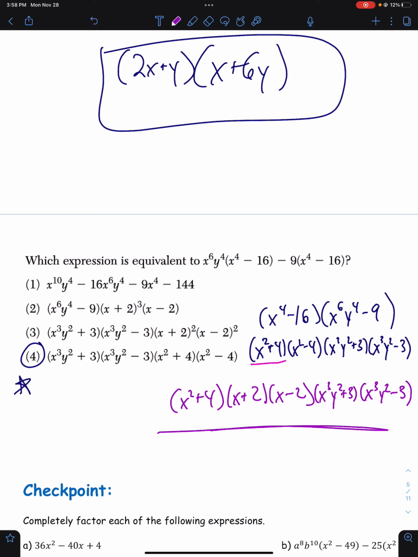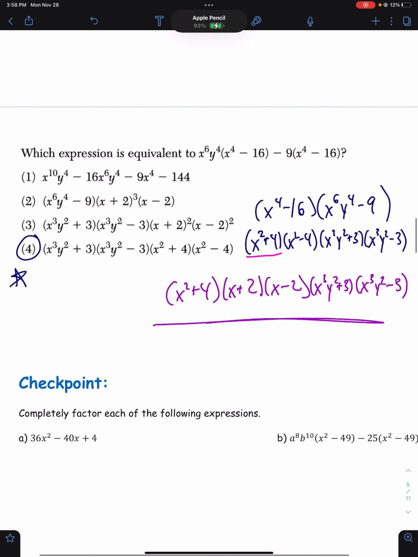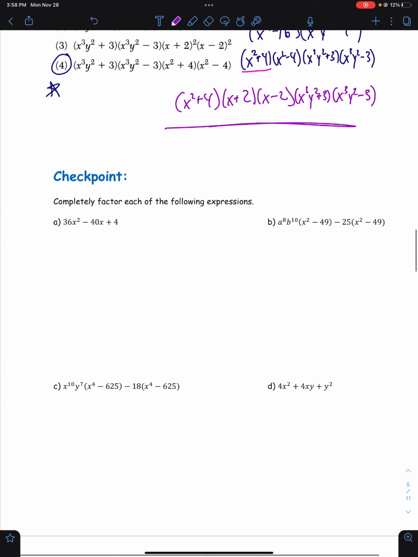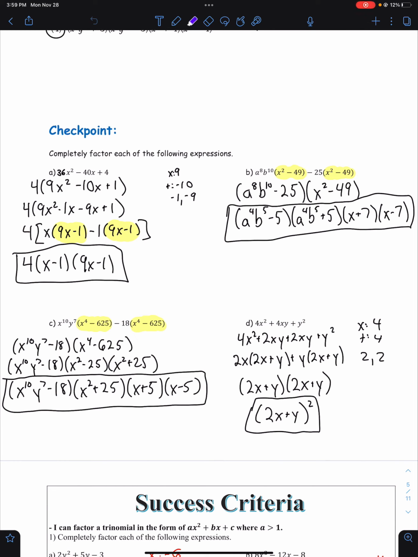That's a tricky one. So just the last part is just to checkpoint these 4 questions. Pause the video, play it when you're done, and I can show you the answers. Here's what I got for these. I'm going to try and highlight the biggest mistakes I see on these. For A, make sure you take out that GCF first and carry it all the way through.